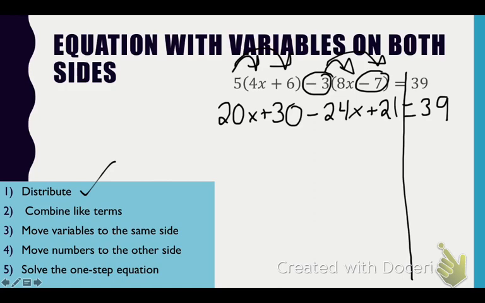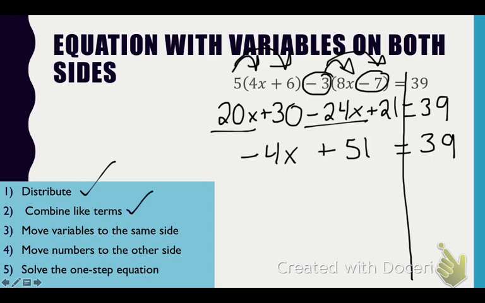Next, I combine like terms. So I have 20x and negative 24x, which gives me negative 4x. And then 30 plus 21 is positive 51. And that equals 39. Move variables to the same side. They are already on the same side. I already have all of my x's together, so that is done.